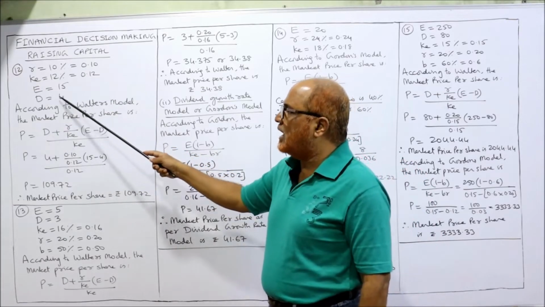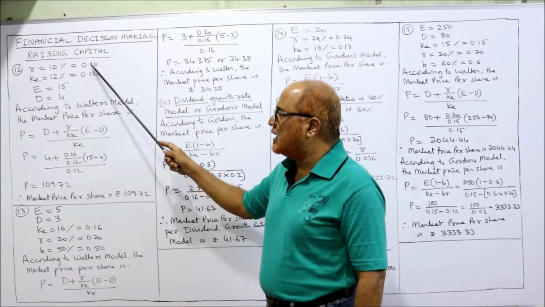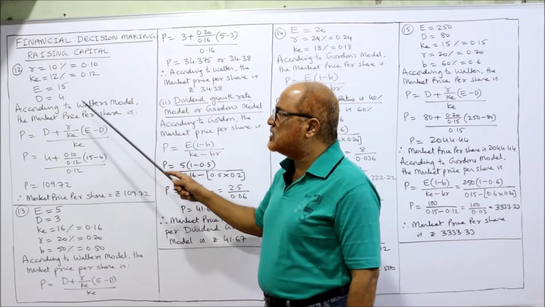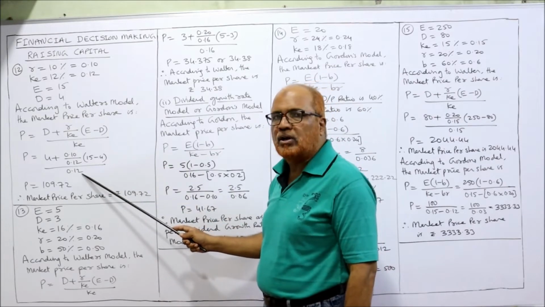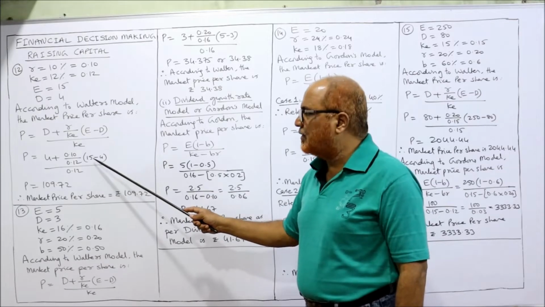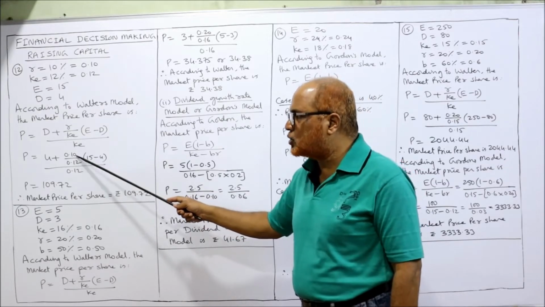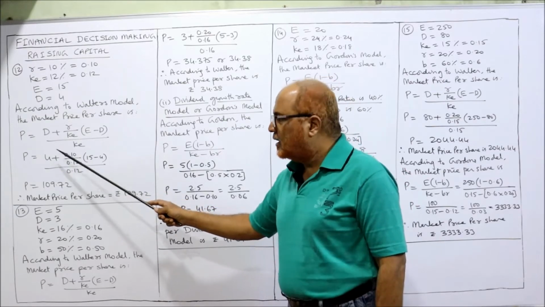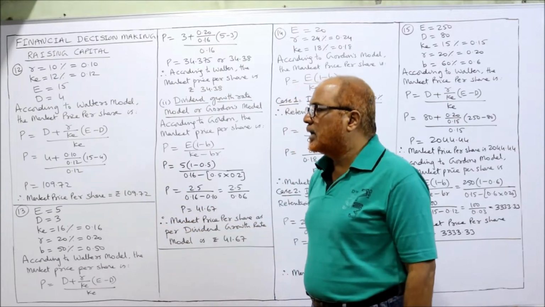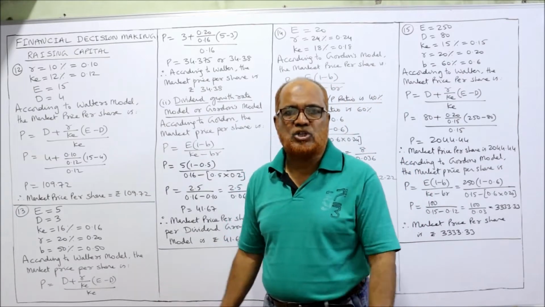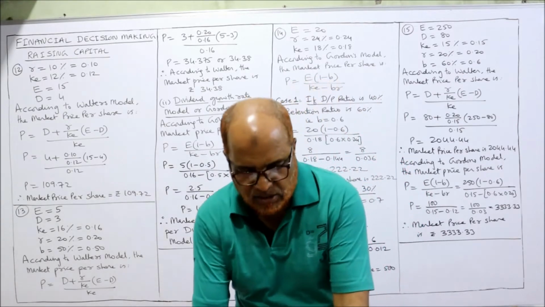In place of D, I am writing 4. R is 0.10. KE 0.12. E is 15 minus 4, divided by 0.12. Now reverse calculation. From here you start calculating. 15 minus 4 into 0.1 divided by 0.12 plus 4 divided by 0.12. You will get 109.72. This is the market price per share. Finished. Now I am coming to the next problem, 13th.